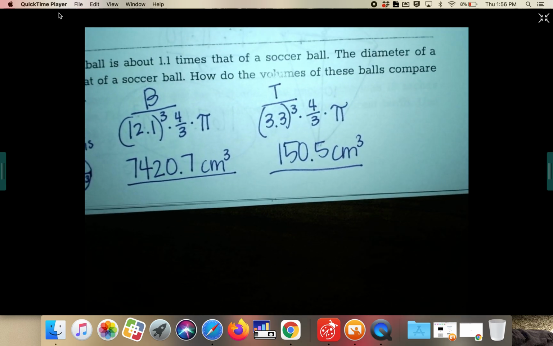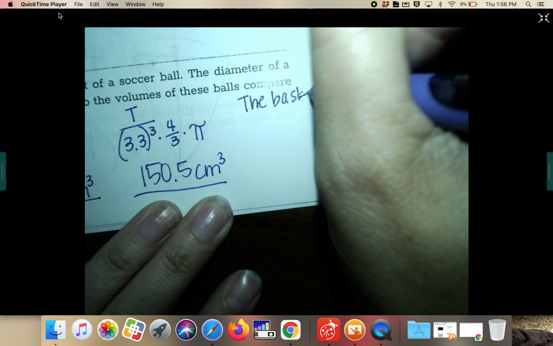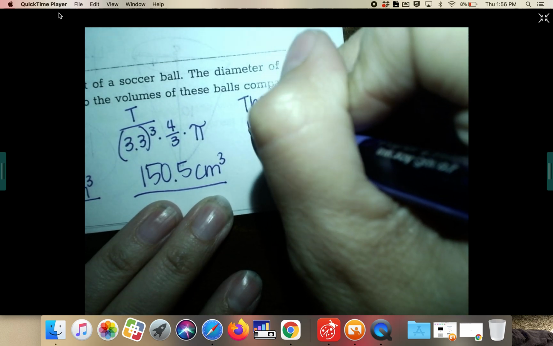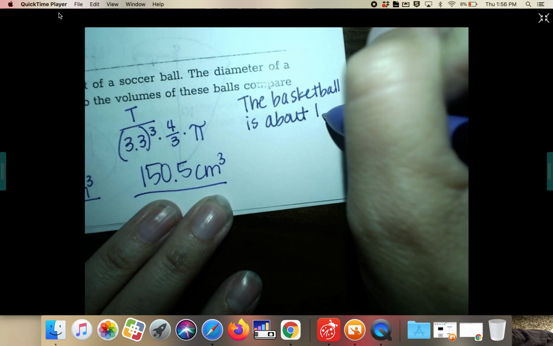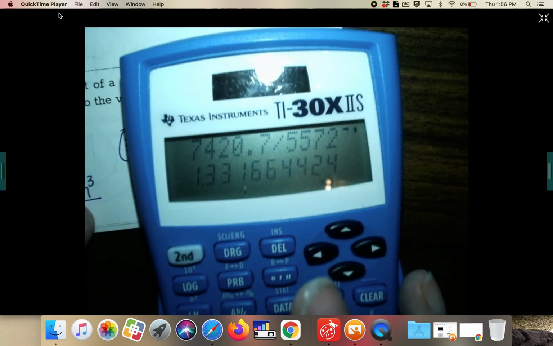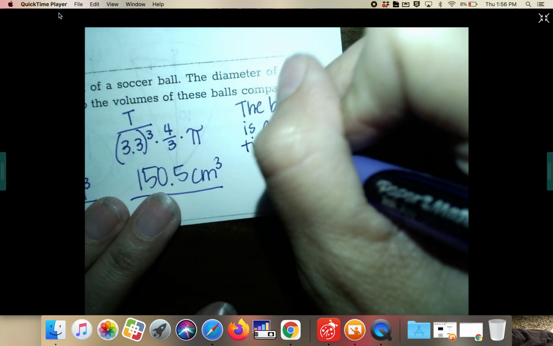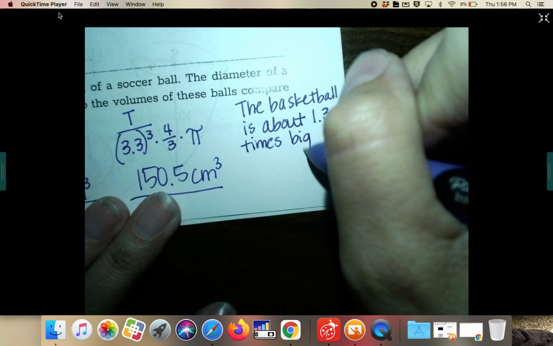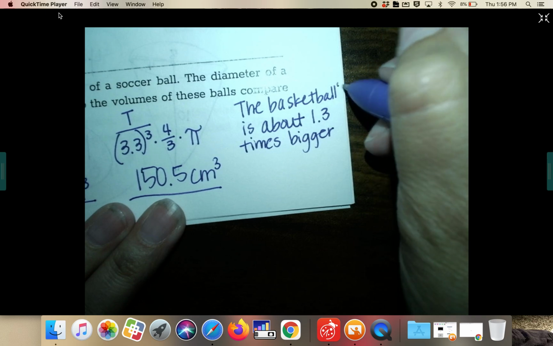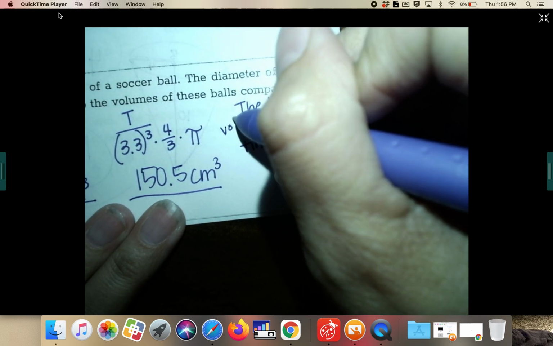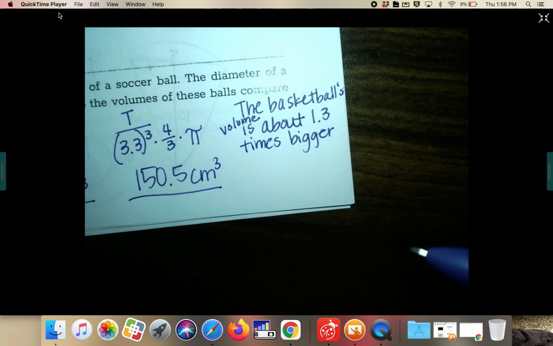So the basketball, I'll just write this out to the side. The basketball is about 1.3, and that was rounded. Remember, it was 1.3 something. So I said about 1.3 times bigger. And what I should have written, now that I've already written this and I'm almost out of room, is the basketball's volume. So technically, it's not just the basketball, it's the space inside. The basketball's volume is about 1.3 times bigger.